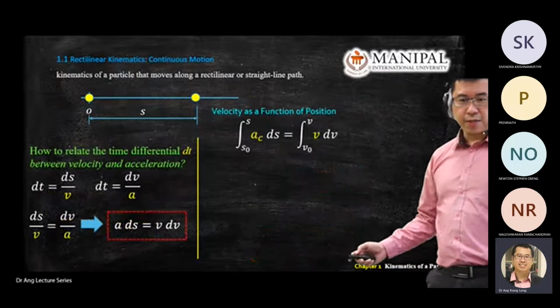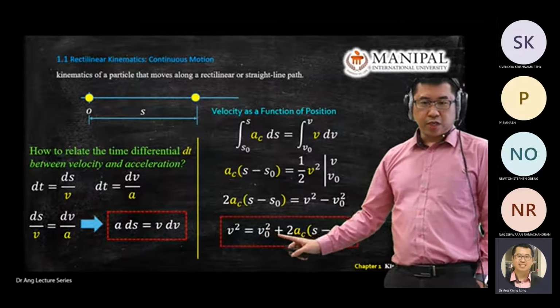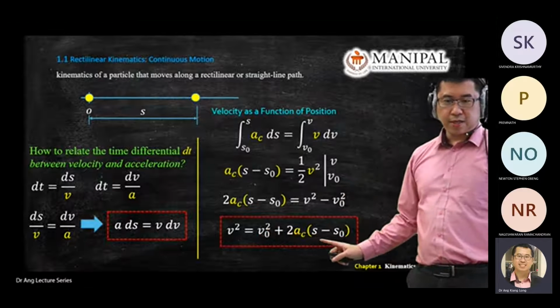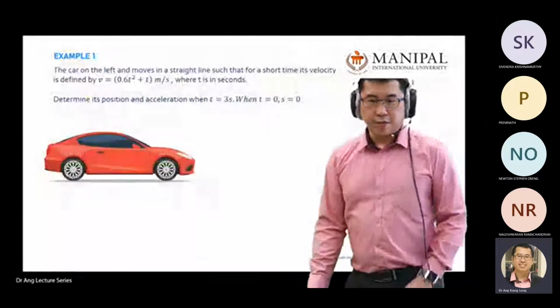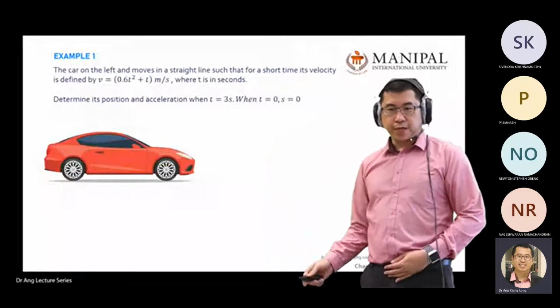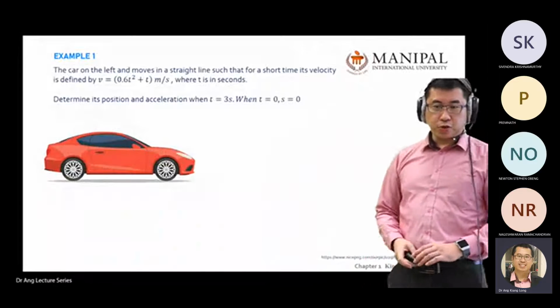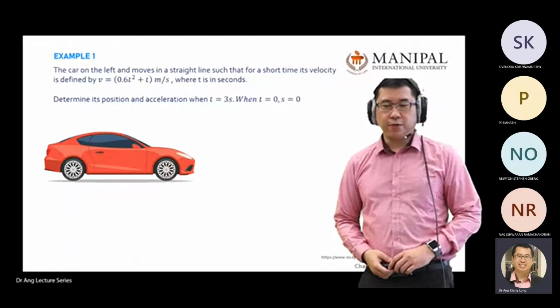And the third one, v squared equal to v0 squared plus 2a(s minus s0). Now, for the second session, we'll look at one tutorial question. Again, you can see this one in a tutorial question that you can download from the theme files folder.